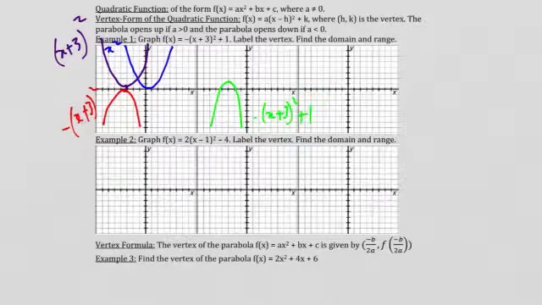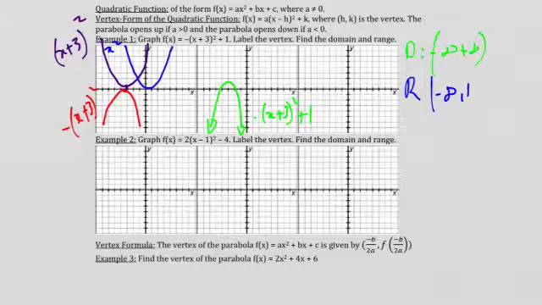What is the domain and the range of this function? Well, the domain is going to be minus infinity to plus infinity. Okay? The domain is going to be minus infinity to plus infinity. The domain is read on the x-axis. But the range is going to be negative infinity to 1.